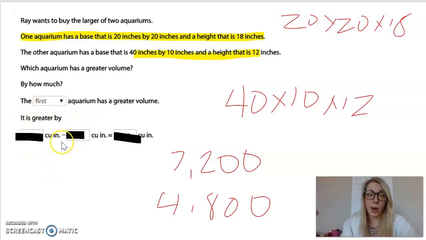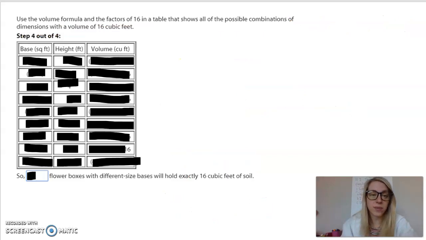So now we have to figure out how we're going to find the difference. So we know that the bigger number has to go first. So 7,200 minus 4,800 equals 2,400. So that's how you're going to fill in those answers on that question today.